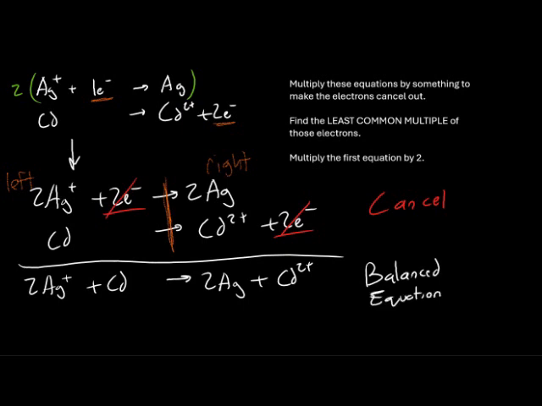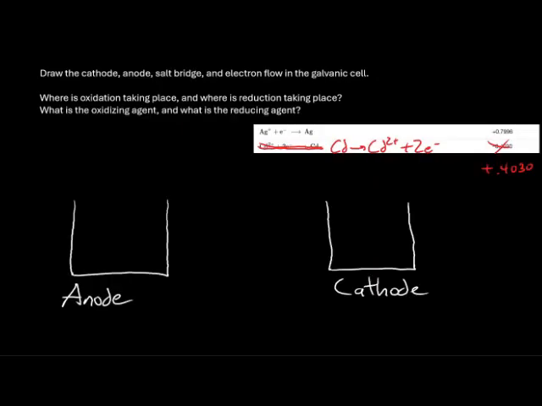So now we found both the reduction potential and the balanced equation for the redox reaction to make a galvanic cell. Now we'll draw a picture of that galvanic cell. We'll mark the anode and cathode and eventually the salt bridge and the electron flow.